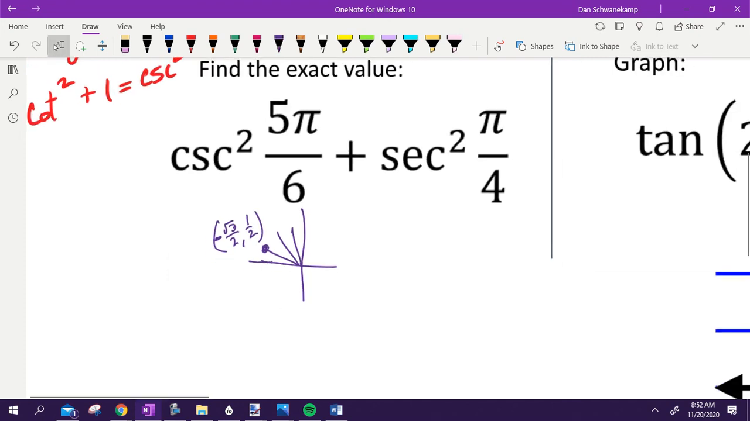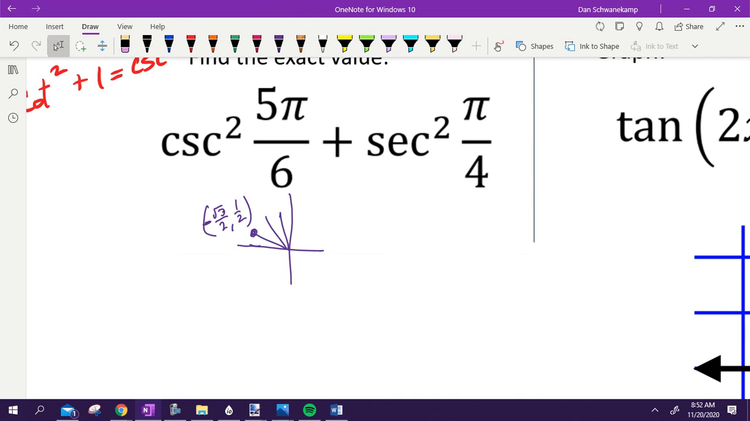If I'm doing cosecant here, Sam, which thing do I want, x or y? Y. And what do I need to do with that thing if it's cosecant? Flip it. So it's 2, and I'm squaring it. That's what cosecant squared of 5 pi over 6 is. It's 2 squared. Okay, then we're going to do the same thing with the second one, so we're going to add to that secant squared of pi over 4.